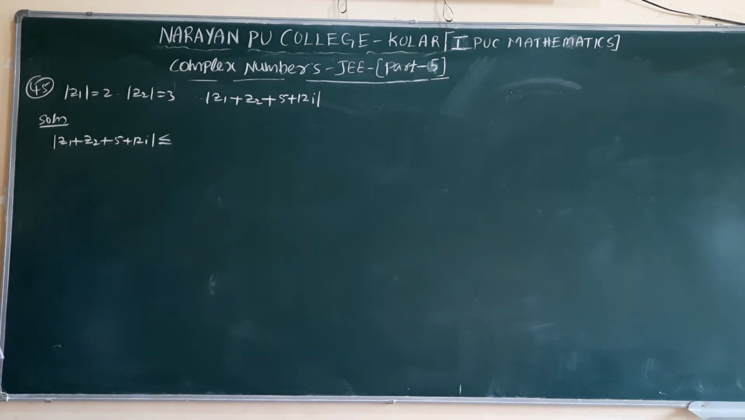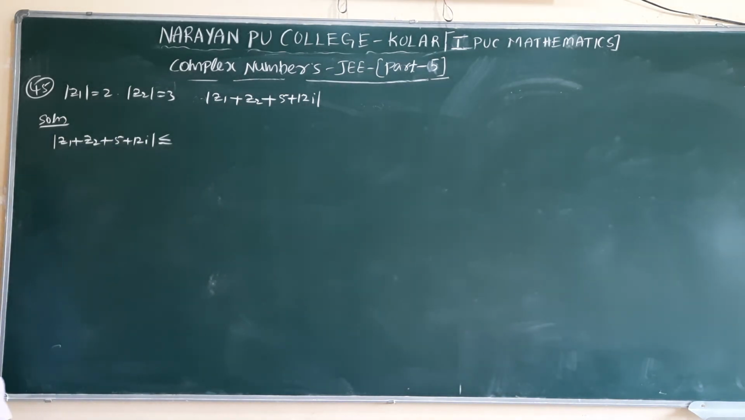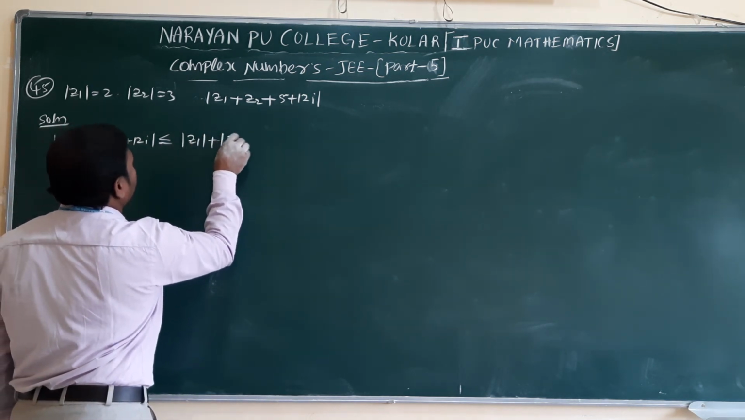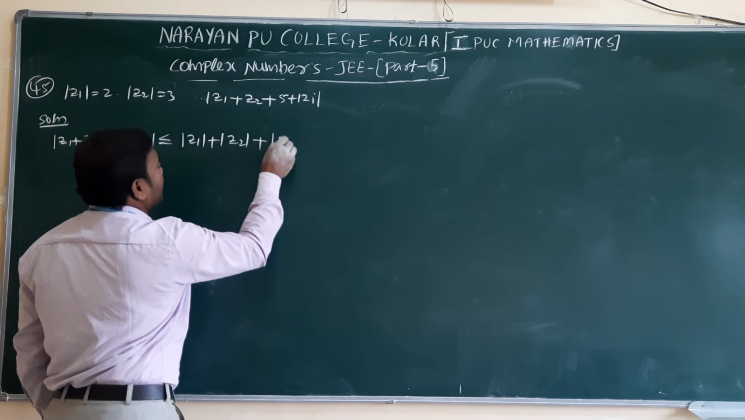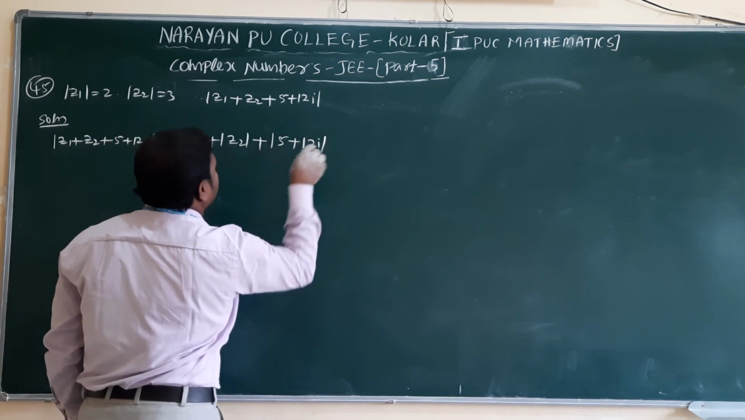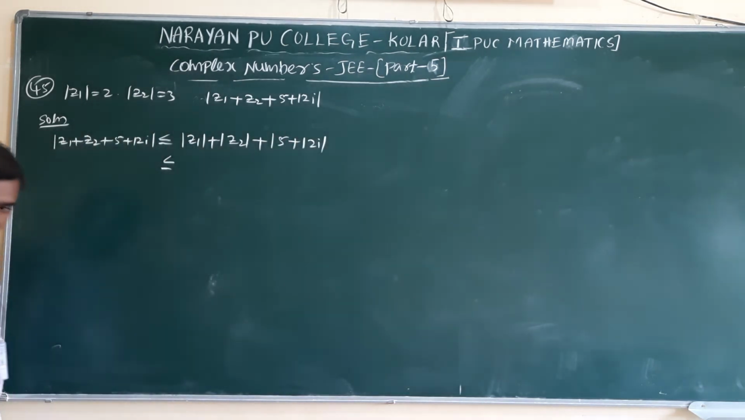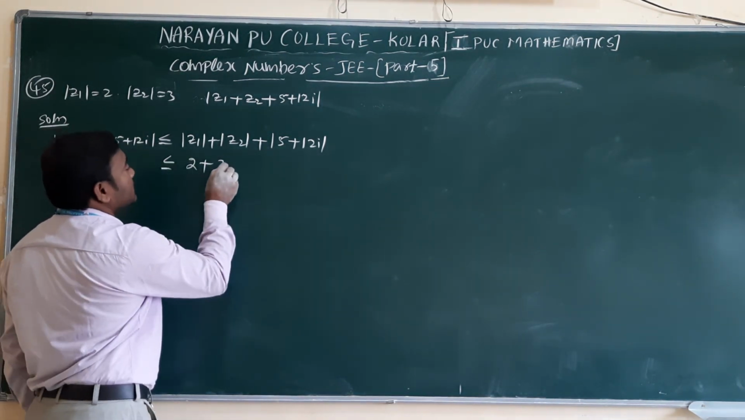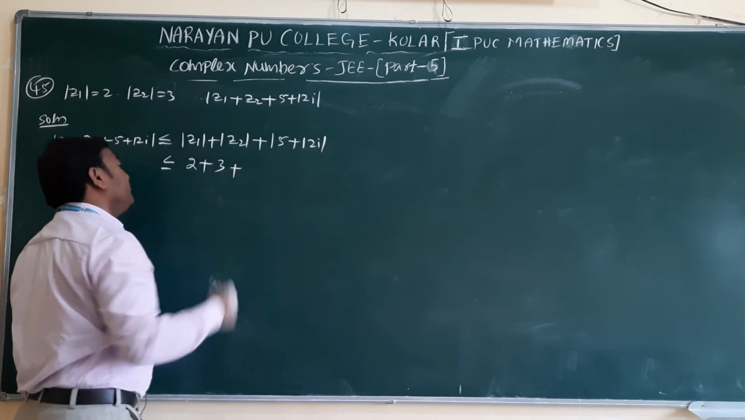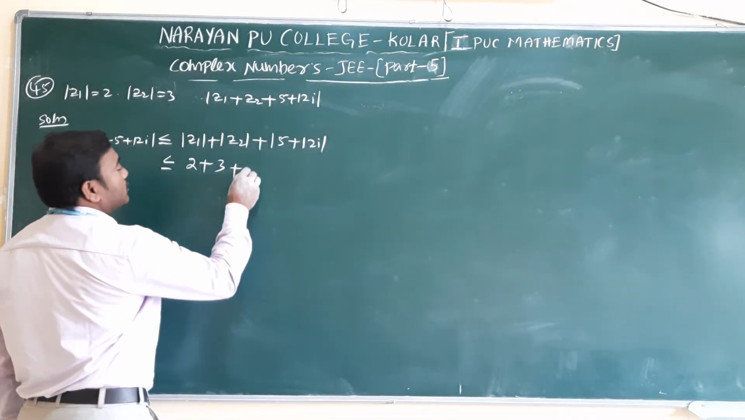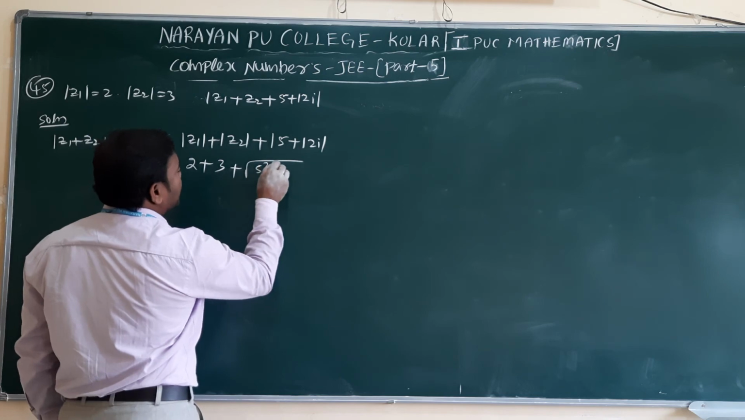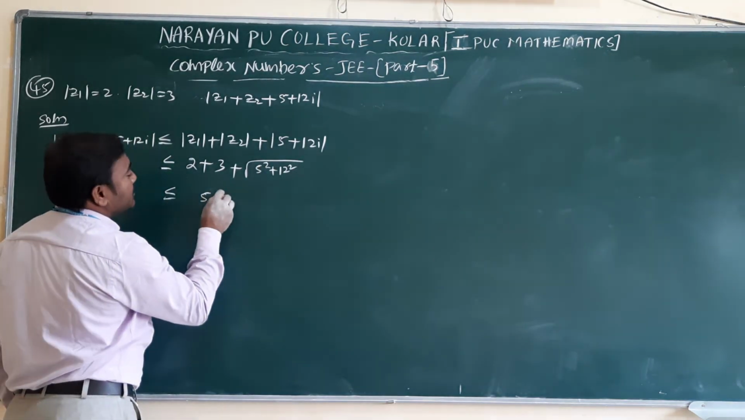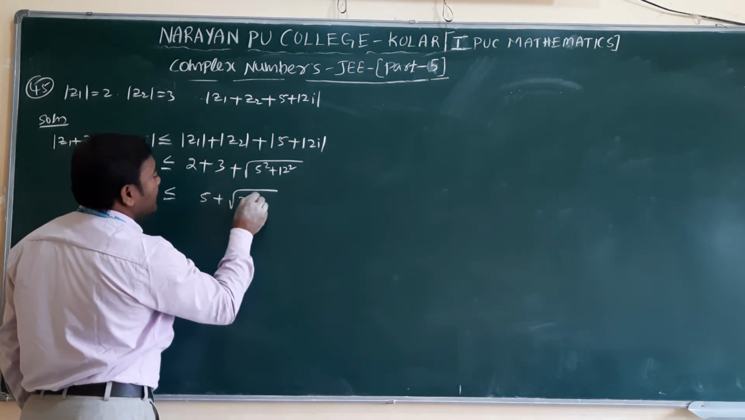We are applying the property of modulus of Z1 plus Z2 here. So modulus of Z1 plus modulus of Z2 plus modulus of 5 plus 12i. Already they have given the modulus of Z1 value 2, plus modulus of Z2 value 3, plus the modulus of 5 plus 12i, the square root of 5 square plus 12 square. Again, less than or equal to 2 plus 3, 5, plus square root of 5 square value 25 plus 12 square value 144.